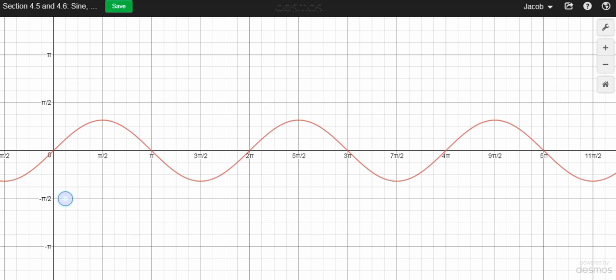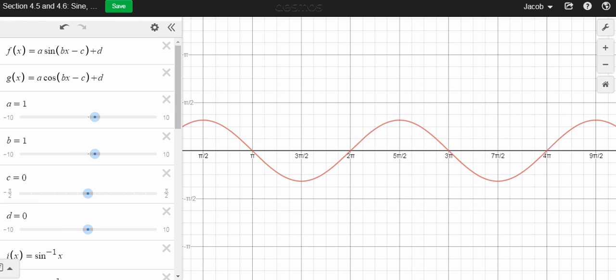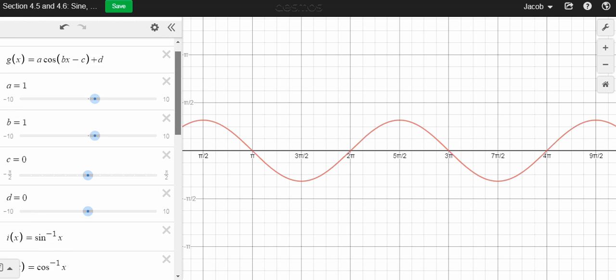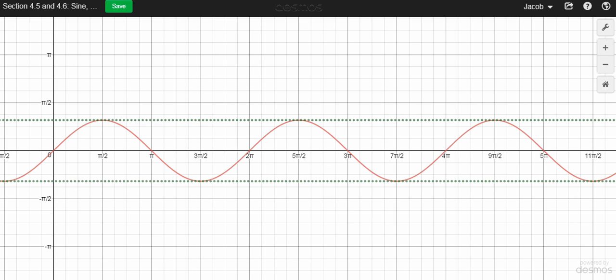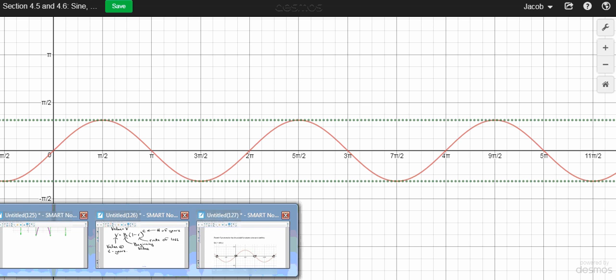How about this? What's the very highest this thing gets to? It's hard to tell because it's not at a line, but let me help you with that. See, the dotted line on top is y equals 1. The dotted line on the bottom is y equals -1. So what are the maximum and minimum of this function? 1 and -1. Okay, good. So far, so good. Back to the notes.